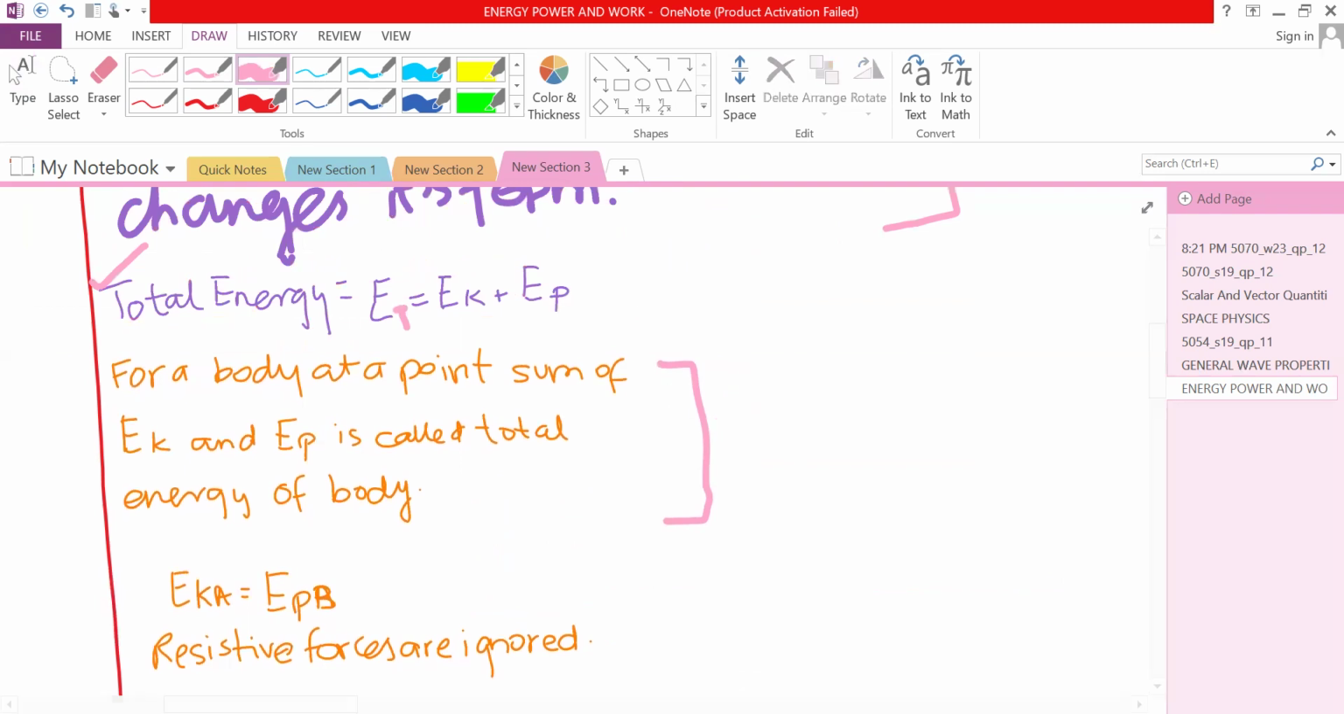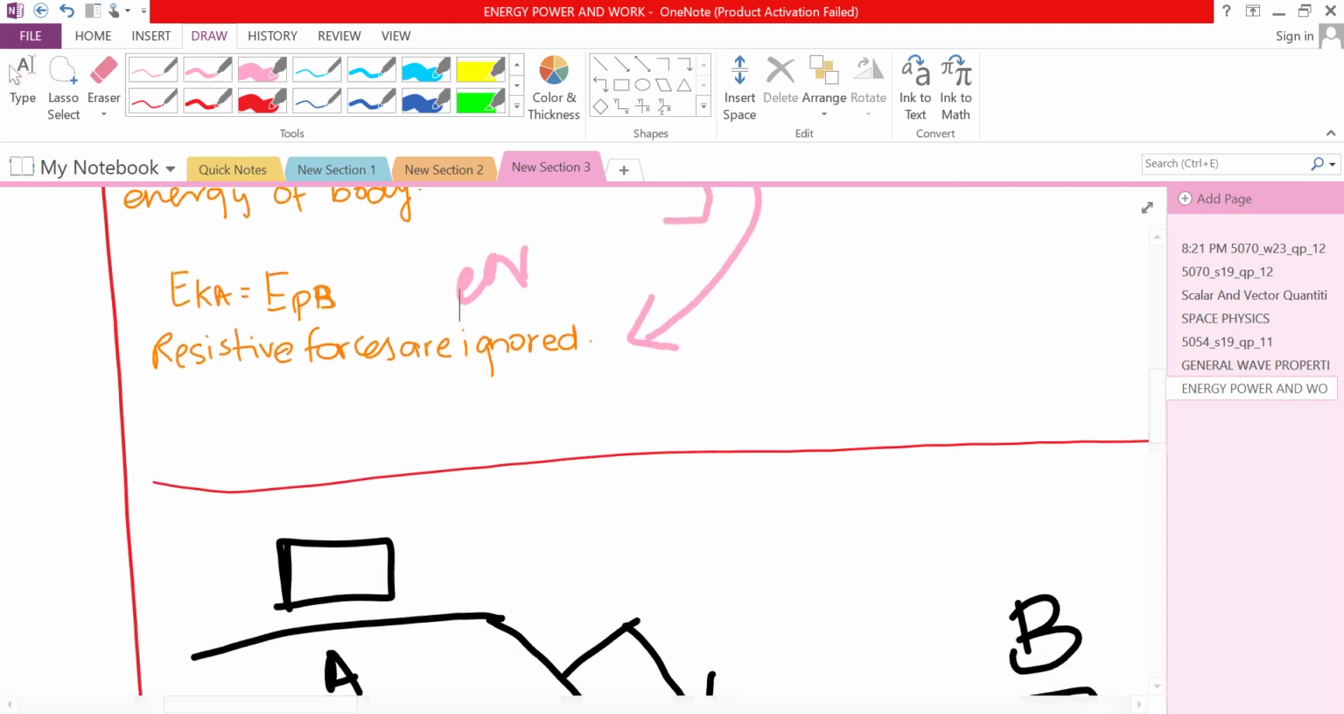This is the total energy, kinetic energy plus potential energy. And the equation for this statement is that gravitational potential energy equals kinetic energy, and the resistive forces are ignored.